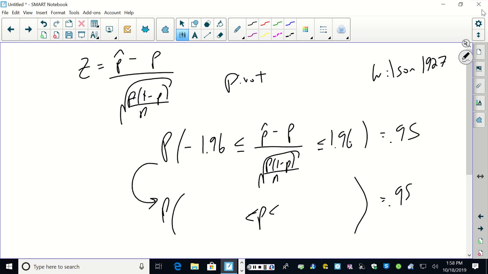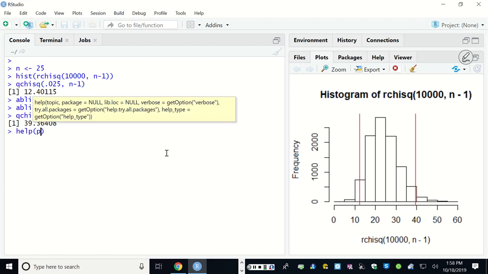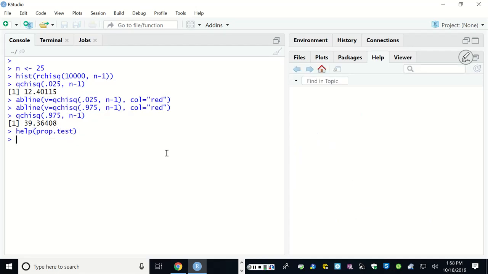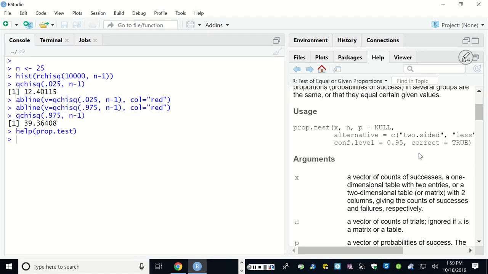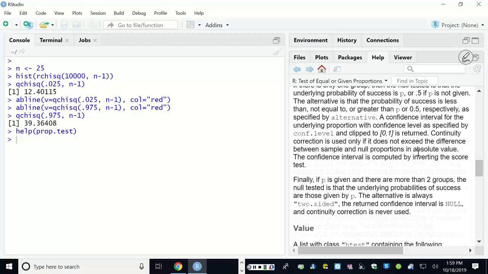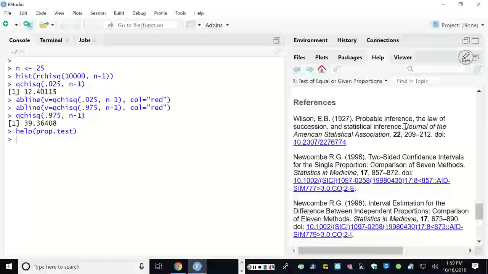We're not going to write down the whole formula because it's kind of involved. So prop.test is the command. It's about a test of a proportion. It also gives a confidence interval for a proportion. The article that it's referring to, this Wilson one down here, is this one, 1927, Journal of the American Statistical Association.